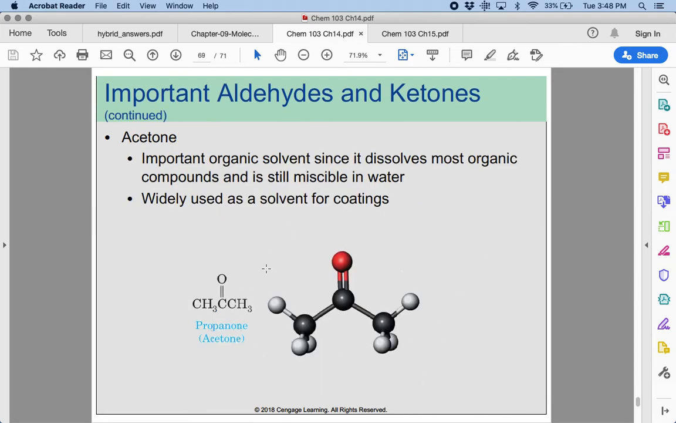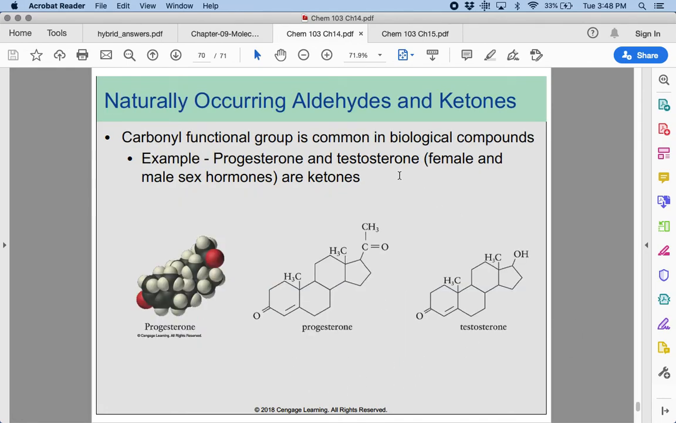Acetone is another very popular solvent that we use across the board in a lot of different applications. Probably the one that most people have the most experience with would be nail polish remover. Oftentimes it has acetone in it, and that's a ketone. We do have bigger, more naturally occurring aldehydes and ketones. For example, a lot of the sex hormones in the human body are ketones. So as you can see here, progesterone, testosterone, these are ketones. This actually has a double ketone on it.